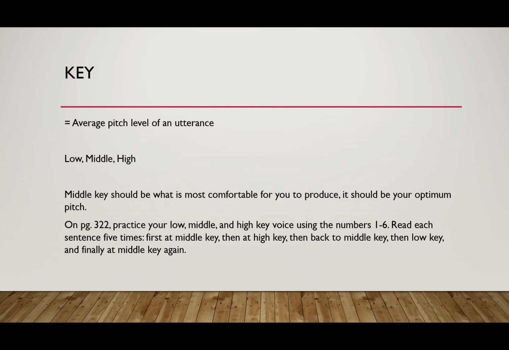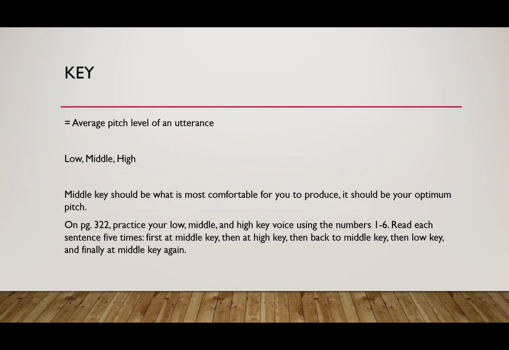So we have different keys. And when we say keys, think about it as like a musical key. What is your range, your key range? And it's the average pitch level of an utterance. So you can have 3 different keys. You can have a low key, a middle key, or a high key. And your middle key should be consistent with your optimum pitch. It should be most comfortable for you to produce it.